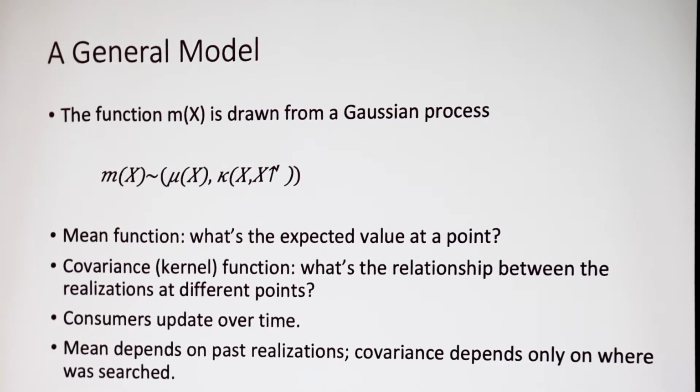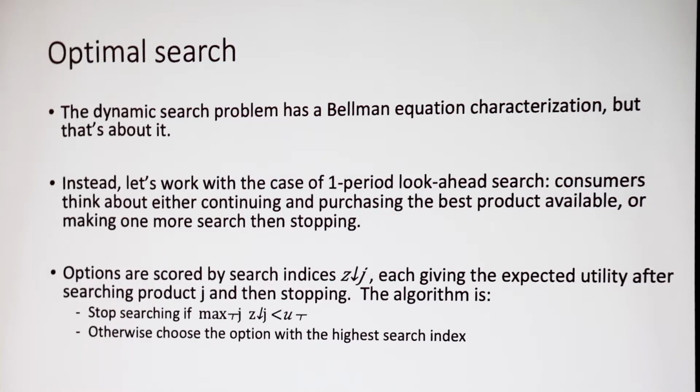We're going to make our life easy. We're going to assume that this function is drawn from a Gaussian process. And what people are learning over time is basically the mean function, and they're updating according to the covariance function. The covariance function depends on the distance in some characteristic space. Okay, so that's the modeling idea.